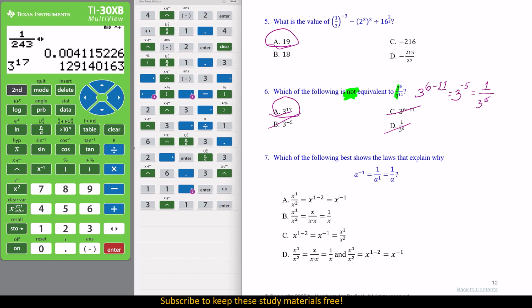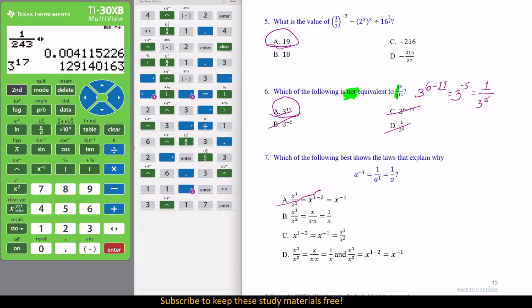Now let's look at number 7. Which of the following best shows the laws that explain why a to the negative 1 equals 1 over a to the first, which equals 1 over a? Okay. Let's evaluate these. Let's look at A. A gives me a fraction, and basically it is what we just did in number 6. It goes through the process. Well, that's not an explanation, that's a process. I'm going to mark that out for now because I'm not believing it.